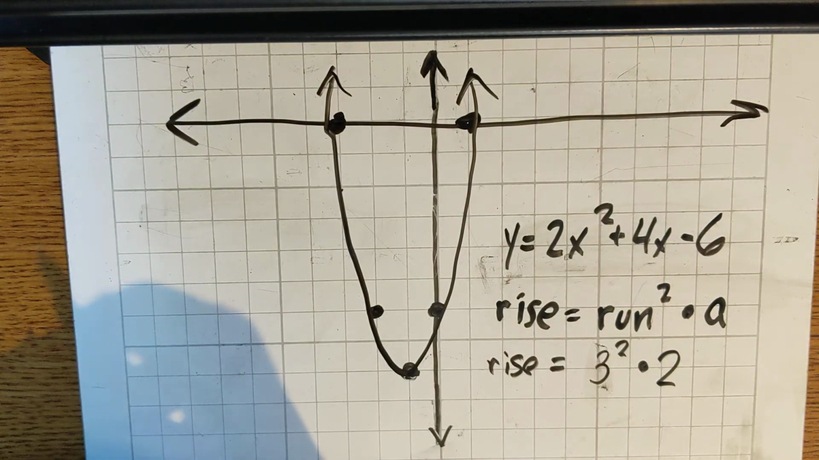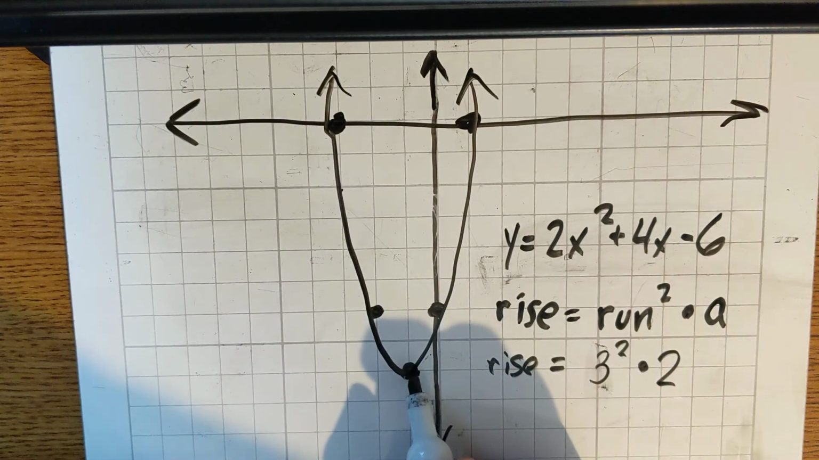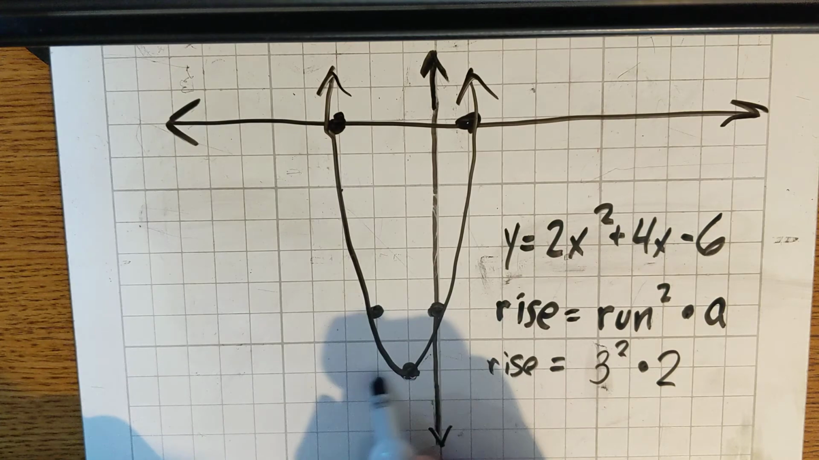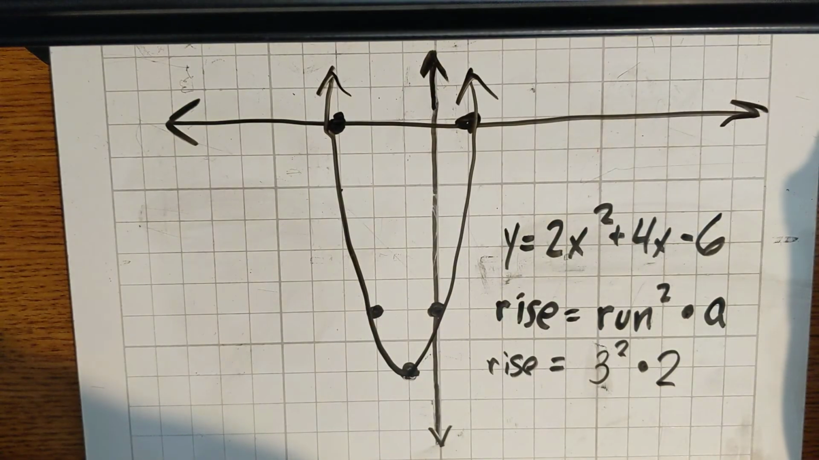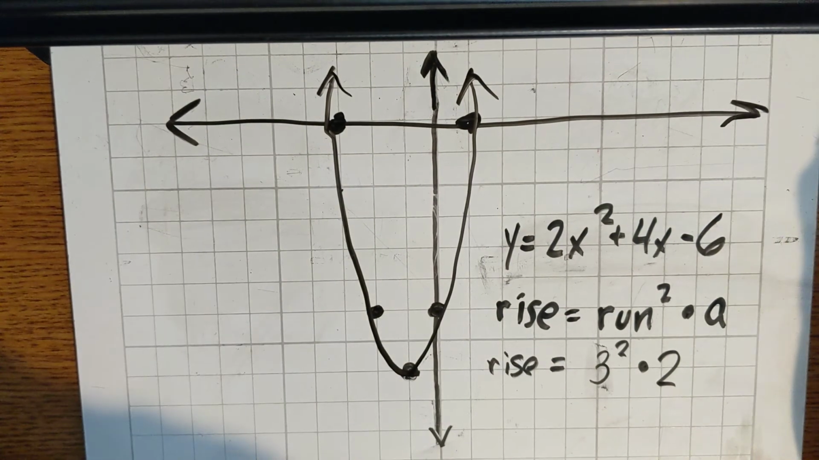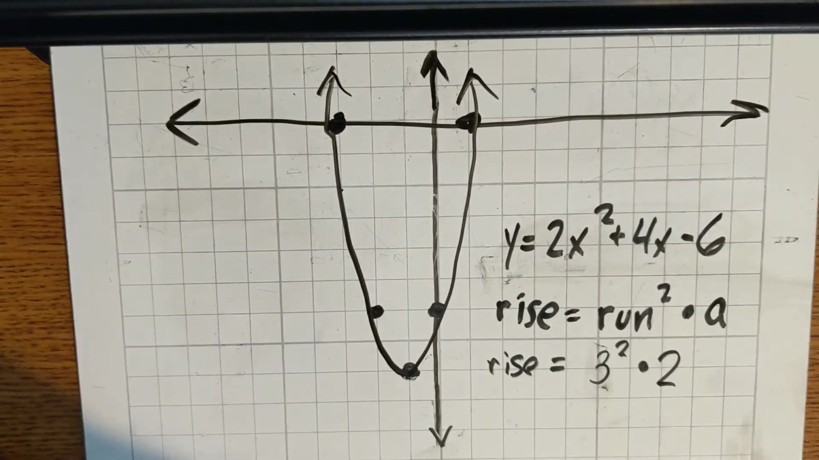Now take note, we are always resetting after each one and doing it from our vertex. It's not like we run, rise, and then run, rise from the next point. It's always resetting from that vertex. All right, so that's how you use the shortcut. Give it a try on a few other problems, but I would say try it the normal way first and check it against that. All right.